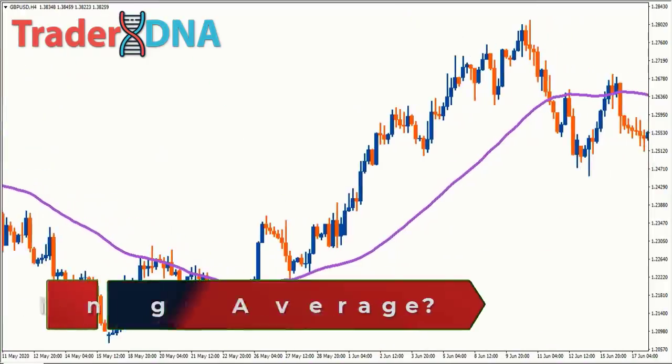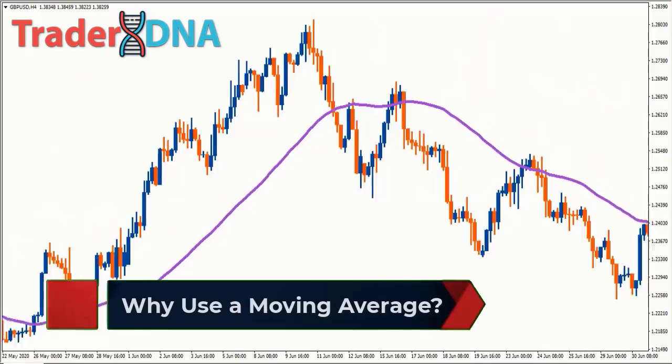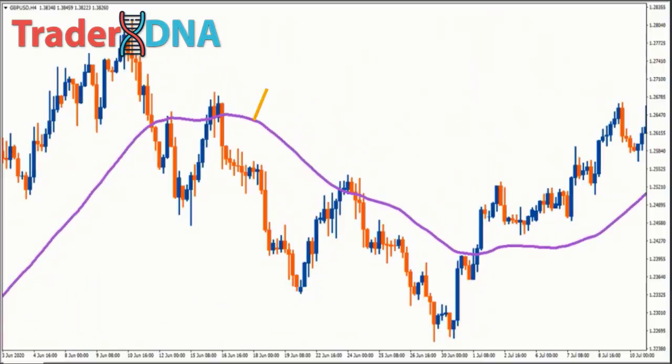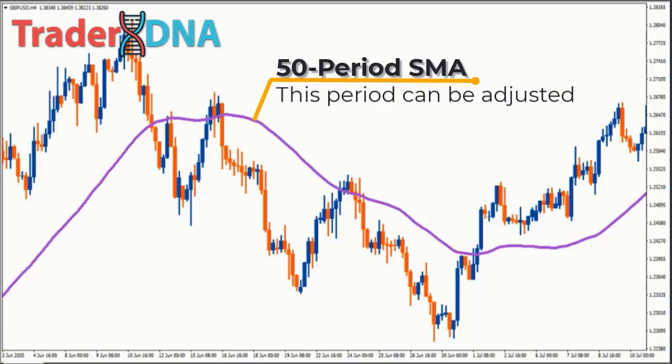Why use a moving average? The moving average is a trading indicator used to smooth the price action on the chart. The moving average indicator takes into account a certain number of periods when calculating its value. These periods can be adjusted, which also modifies the appearance of the line on the chart. The more periods it takes into consideration, the smoother the line.